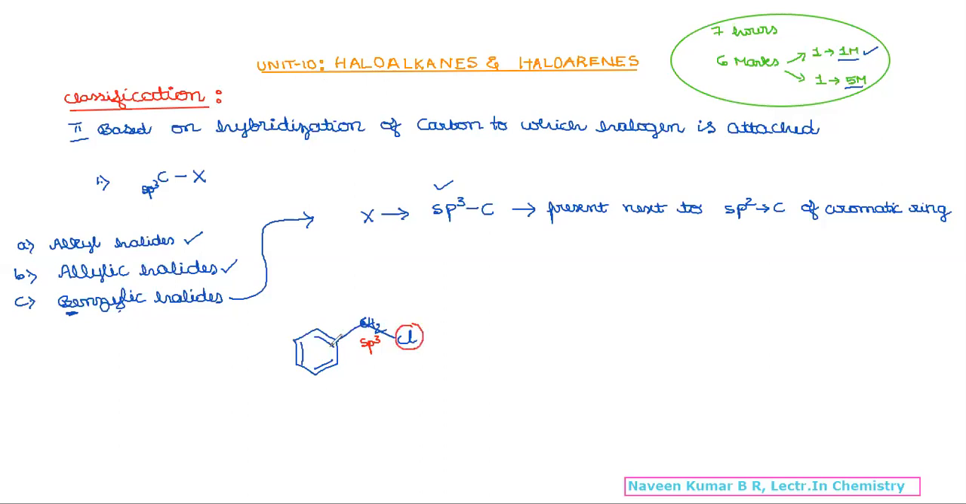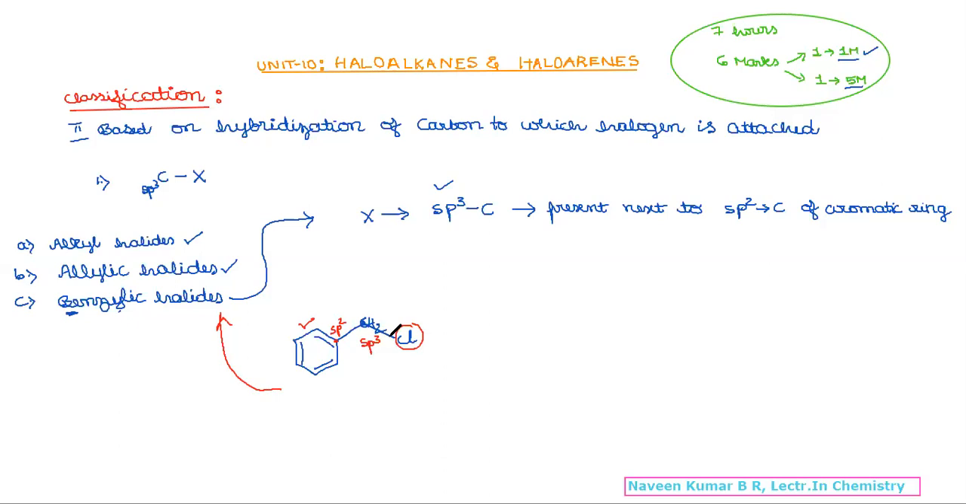Now if you observe the next carbon, this is a double bonded carbon, so that means it is an sp2 hybridized carbon. Now this sp2 hybridized carbon belongs to an aromatic ring, that is the benzene ring. Hence, this is an example of a benzylic halide: the halogen is attached to an sp3 hybridized carbon which is present next to a double bonded carbon. So this particular carbon is the benzylic carbon and the halide is called a benzylic halide.